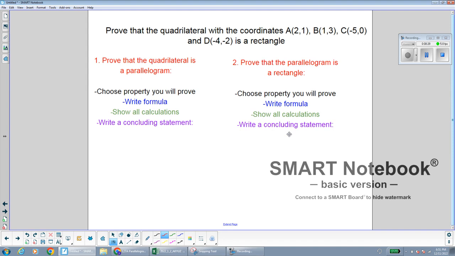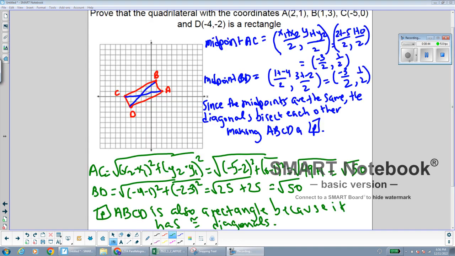So I'm just going to do one way for proving it's a parallelogram and proving it's a rectangle. There's multiple answers here. You can prove any property of parallelograms that you choose to, and any property of a rectangle that you choose to show that this is in fact a rectangle. So here's one way of answering the question. Once again, there's multiple ways that you could do it that would totally be correct.